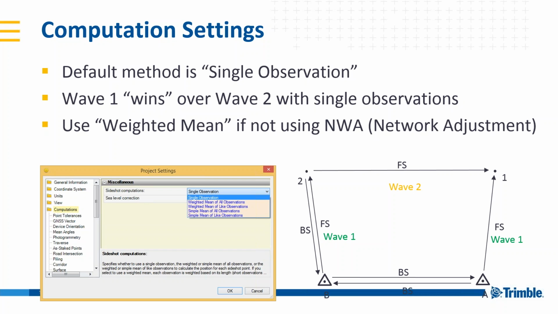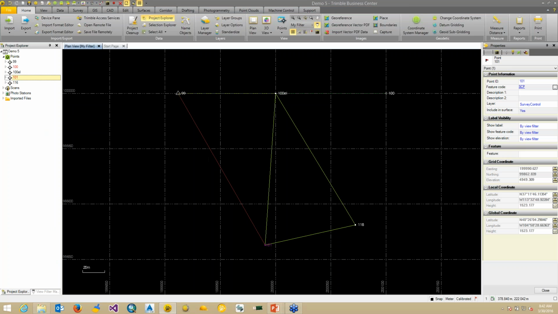So we recommend that you use single observations if you're following on with the network adjustment in TBC. If you are not running through a network adjustment and you're most of the time satisfied with the results of the computation engine, then we would recommend that you use the weighted mean of all observations. I very often use that setting myself, but in the next example we can show you how that can be very dangerous.